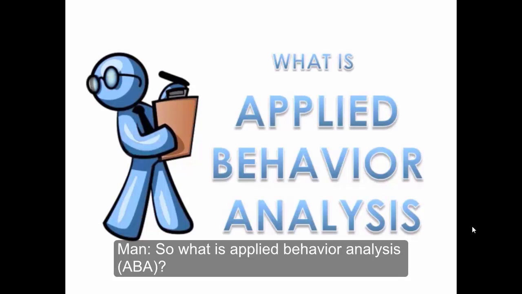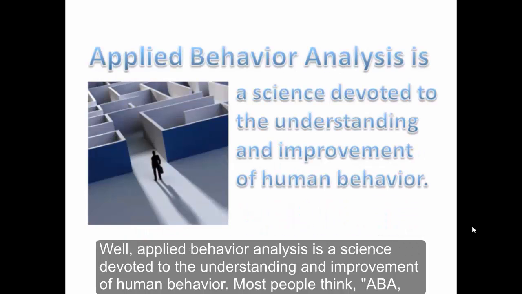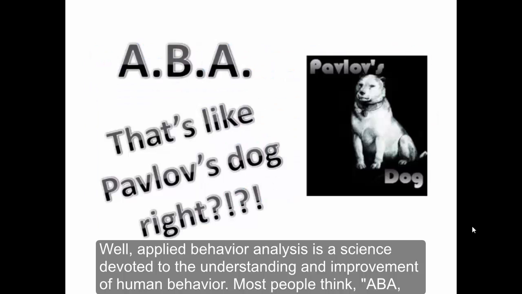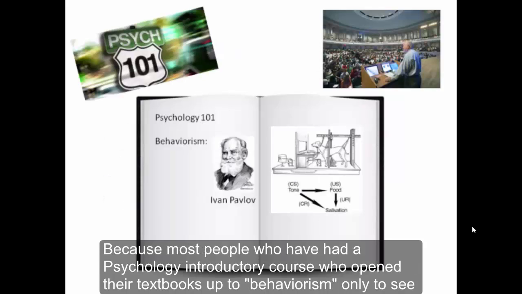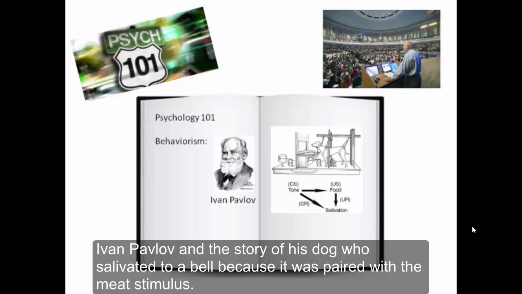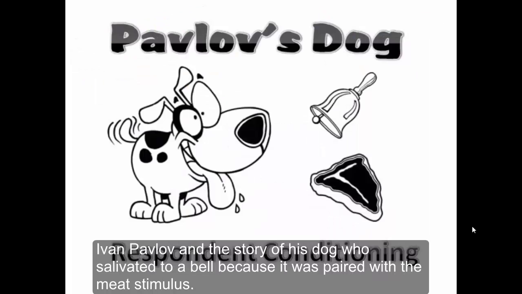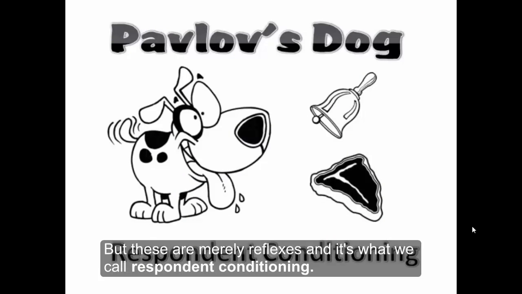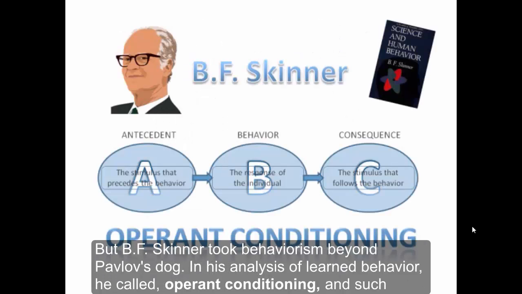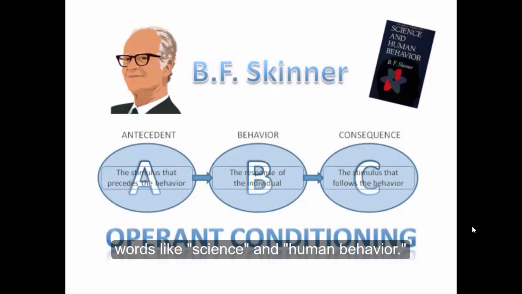So, what is Applied Behavior Analysis, or ABA? Well, Applied Behavior Analysis is a science devoted to the understanding and improvement of human behavior. Most people think ABA, that's like Pavlov's dog, right? Because most people who've had a psychology introductory course have opened their textbooks to behavioralism only to see Ivan Pavlov and the story of his dog who salivated to a bell because it was paired with a meat stimulus. But these are merely reflexes, and it's what we call respondent conditioning. But B.F. Skinner took behaviorism beyond Pavlov's dog. In his analysis of learned behavior, he called operant conditioning, and such words like science and human behavior.